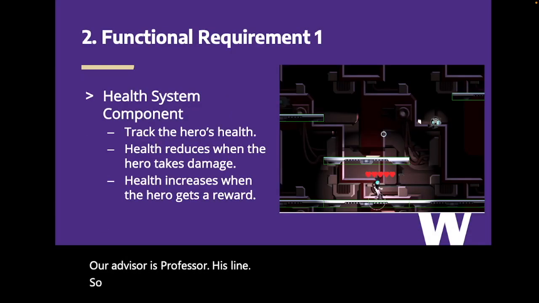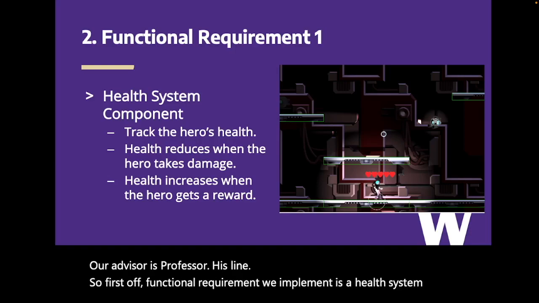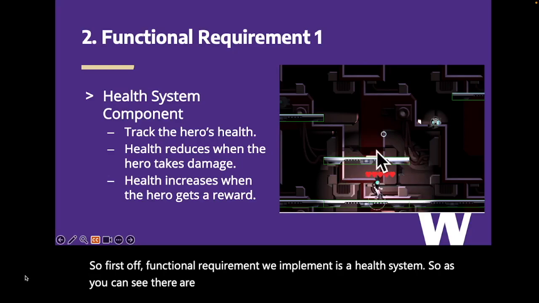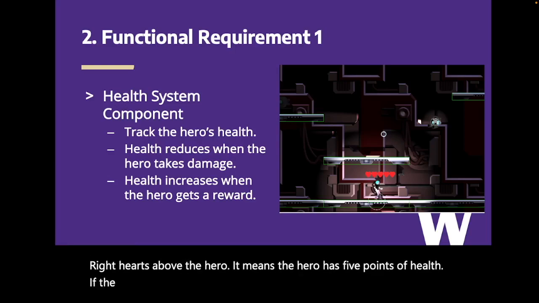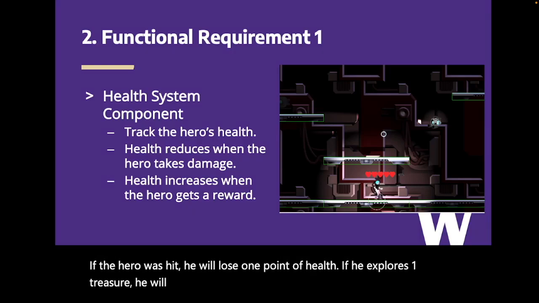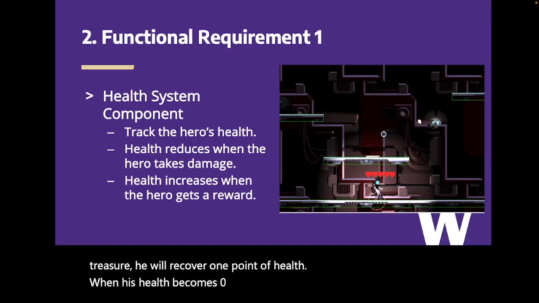The first functional requirement we implement is a health system. As you can see, there are 5 red hearts above the hero. It means the hero has 5 points of health. If the hero was hit, he will lose 1 point of health. If he explores 1 treasure, he will recover 1 point of health. When his health becomes 0, the game is over.